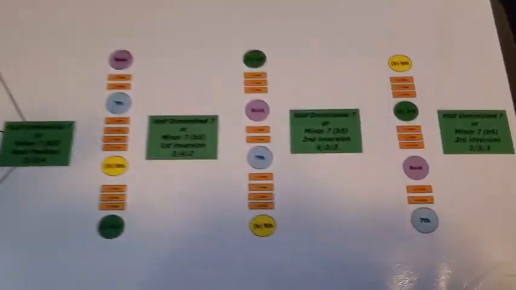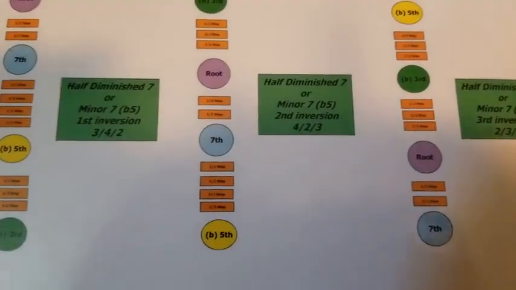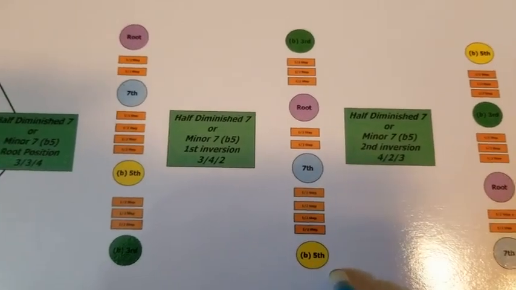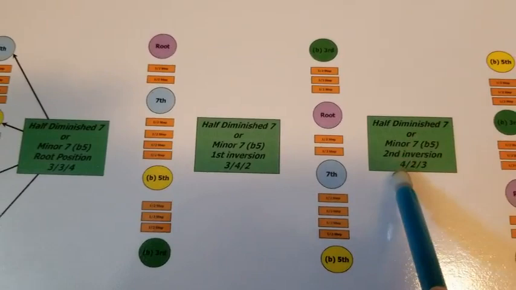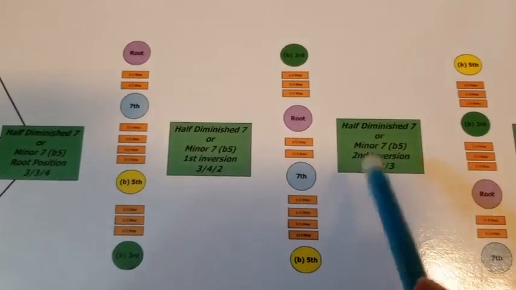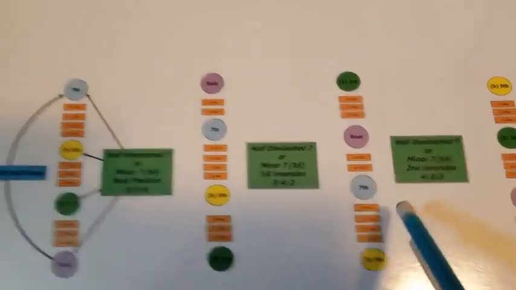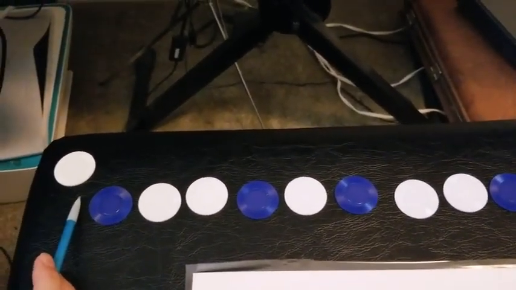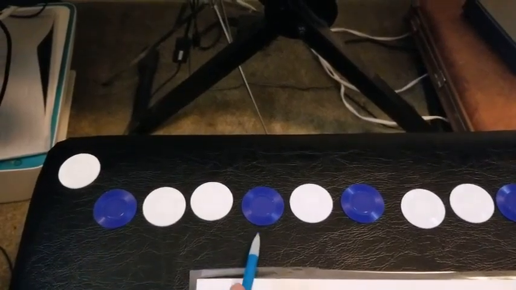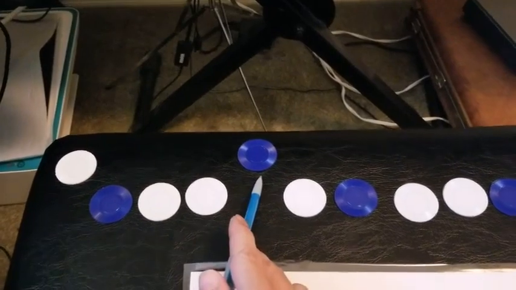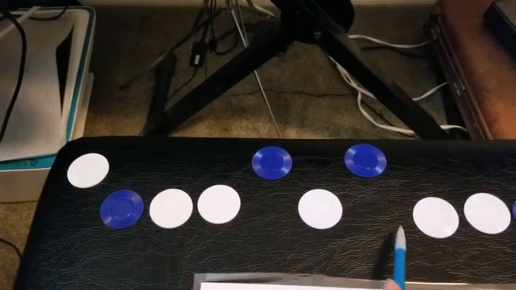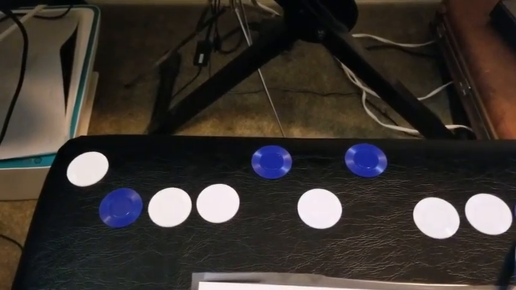Okay, we're looking now at the second inversion, which is going to be a 4, 2, 3 position, with the flat 5th being in the bass, or starting on our A. We're going to do 4, 2, 3, starting with A, to give us a half diminished in second inversion. 4, 2, 3. So here we have the A, which will be your flat 5th. We're going to go A, 1, 2, 3, 4, will be the 7th. 1, 2, here's your root. And then 3: 1, 2, 3.